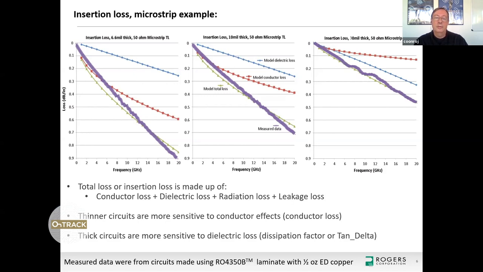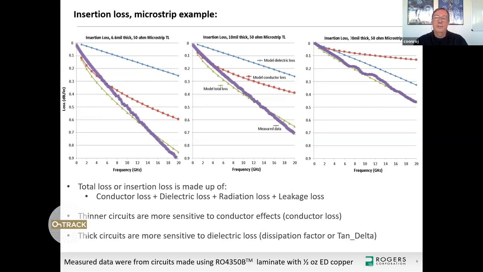And conductor losses are related to, of course, the conductor. A lot of times it's related to either a metal finish that has plated the conductor or the copper surface roughness. The copper surface roughness that I'm talking about is at the copper substrate interface.